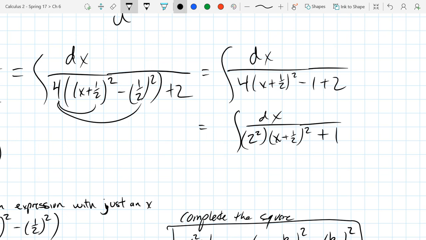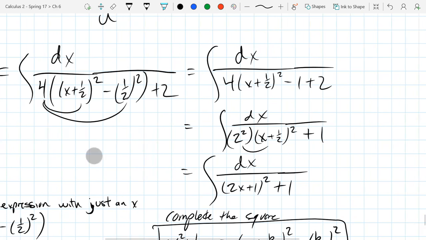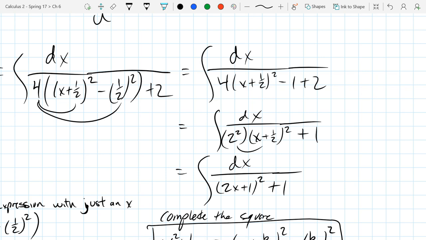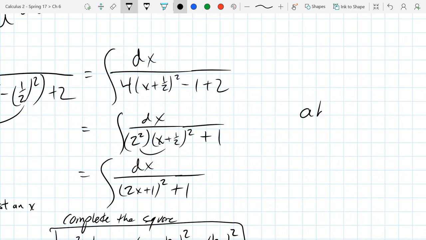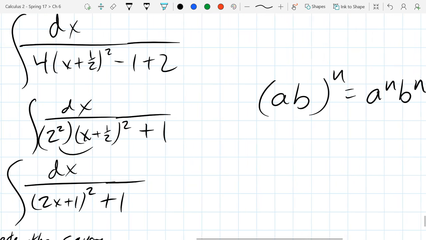You can take that 2 squared if you want to and multiply it inside. I just distributed that 2. Because they're both squared, the property I used right here is this one, when n was 2. So I just multiplied the 2 squared times the x plus 1 half squared. They both have the same power, so I just multiplied the insides.